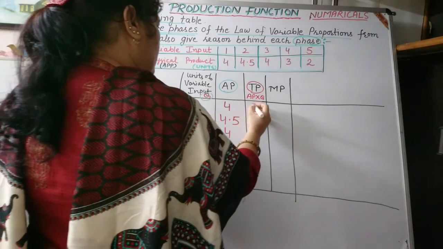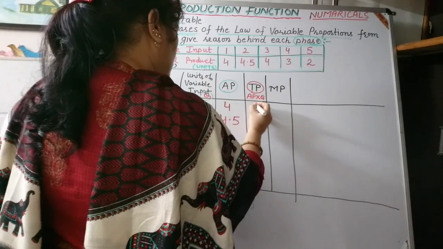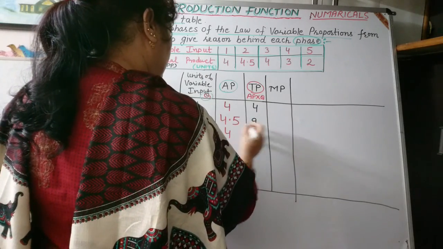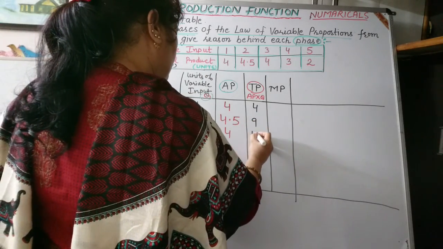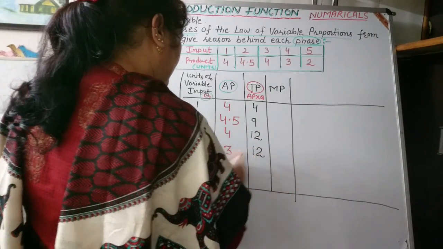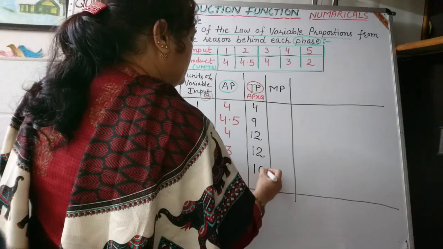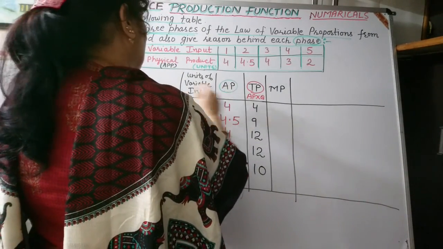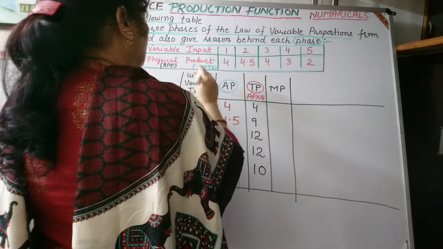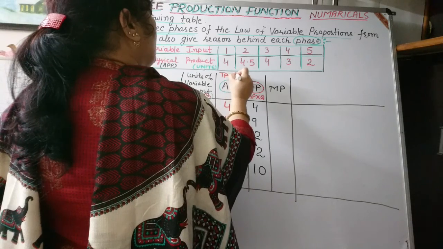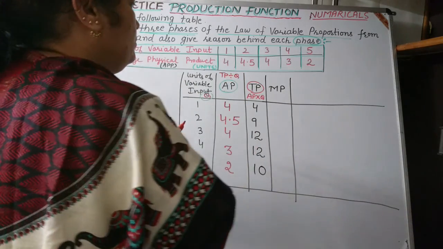4 multiplied by 1, this is 4. Then 4.5 multiplied by 2, 9. 3 multiplied by 4, again 4 multiplied by 3. 5 multiplied by 2, that is 10. And suppose that you have to calculate AP. Here AP is given, so I am writing down the formula for the calculation of AP: TP divided by quantity, that would be equivalent to AP.